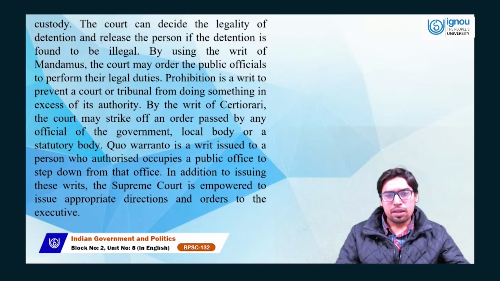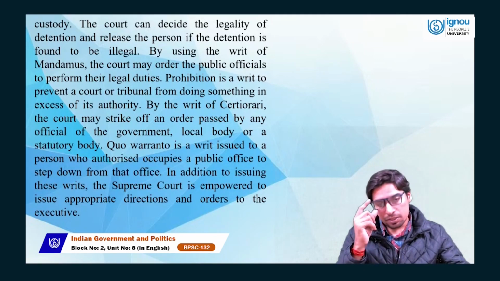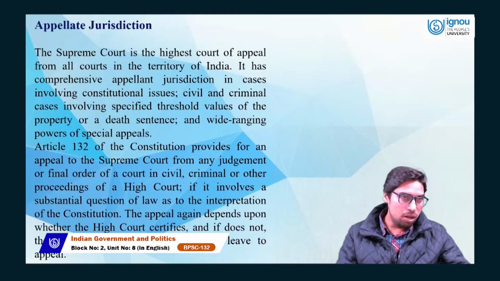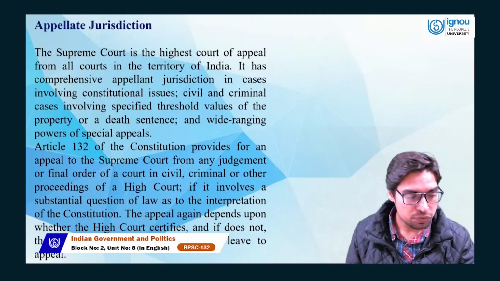By the writ of certiorari, the court may strike down an order passed by any official of the government, local body, or a statutory body. Quo warranto is a writ issued to a person who unlawfully occupies a public office, requiring them to step down from the office. In addition to issuing these writs, the Supreme Court is empowered to issue appropriate directions and orders to the executive.